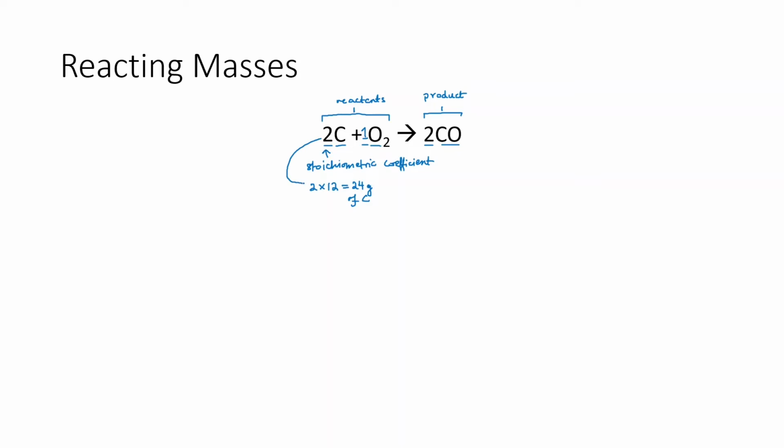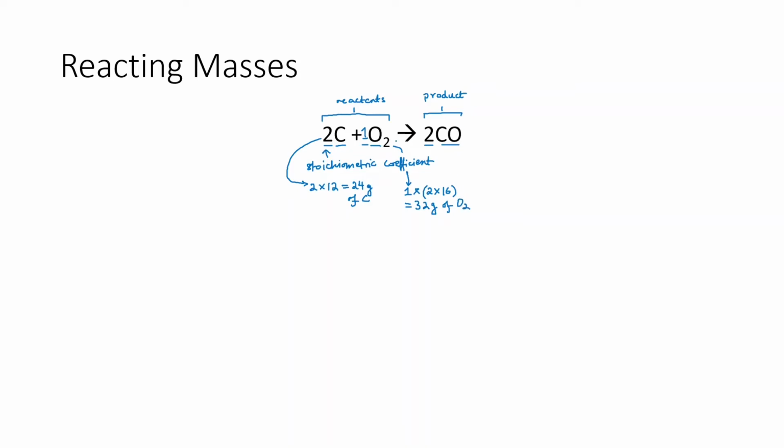24 grams of carbon that will react with 1 mole of oxygen. So 1 mole will be multiplied by the molar mass of oxygen. Now oxygen exists as molecules with 2 oxygen atoms each. So this will be 1 times the molecular mass of oxygen, which is 2 atoms of oxygen times the atomic mass, which is 16. And so that becomes 32 grams of oxygen.